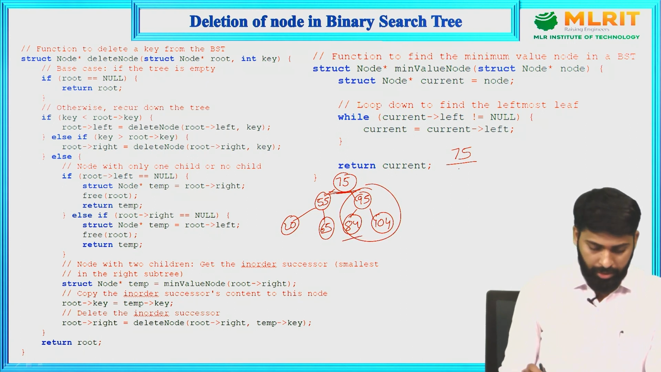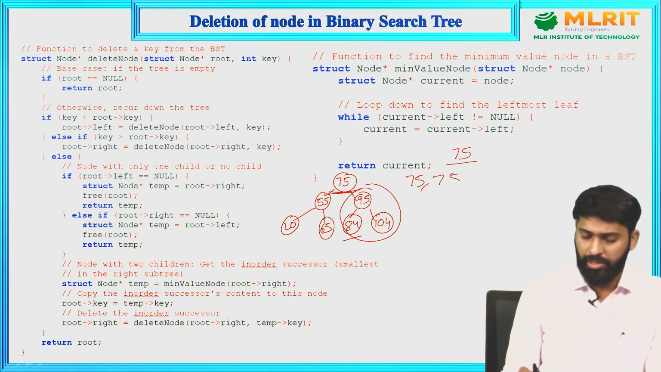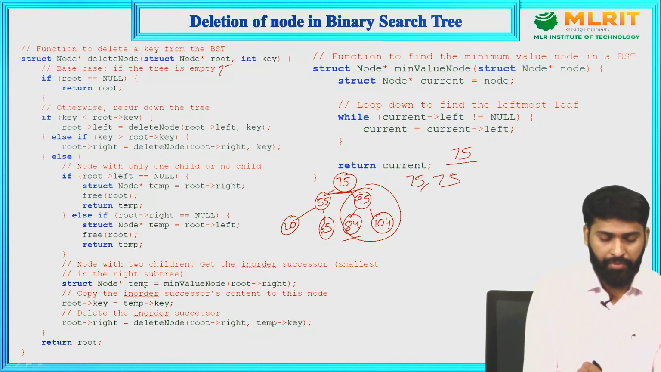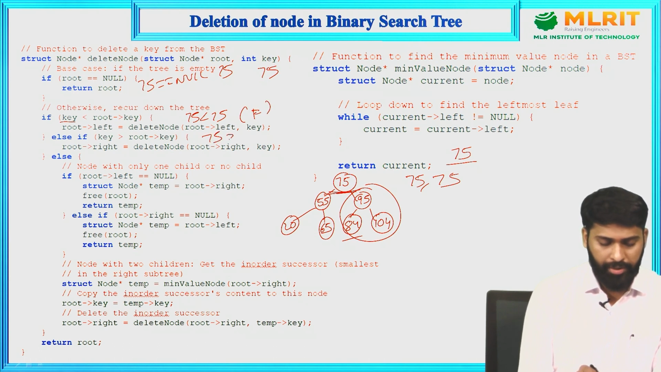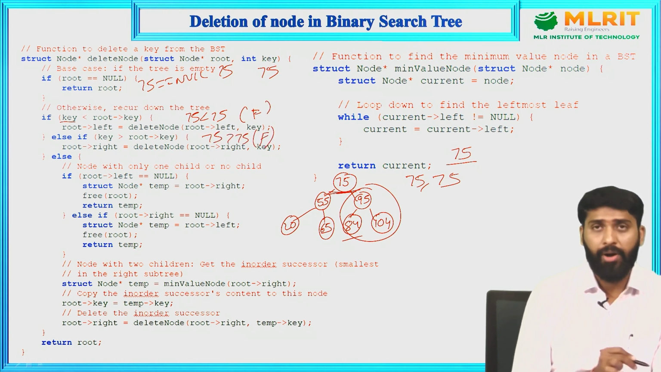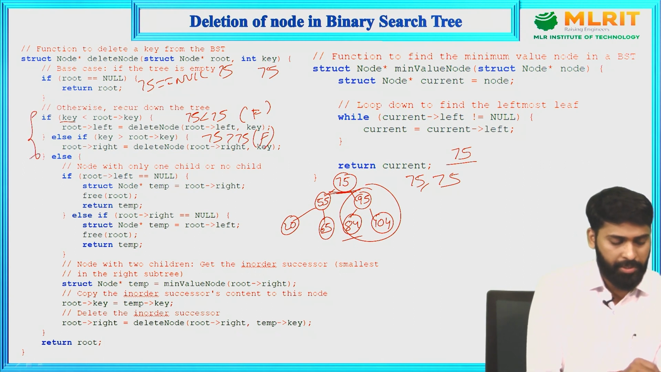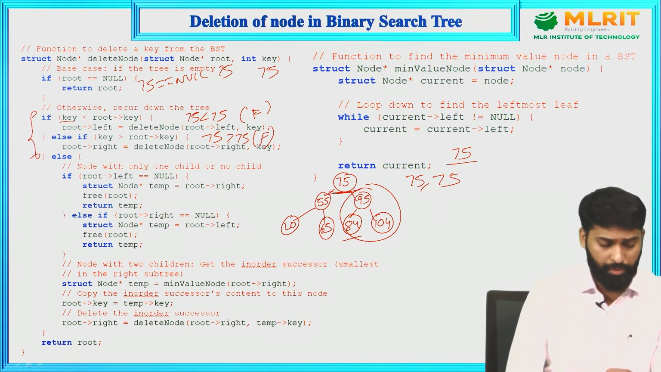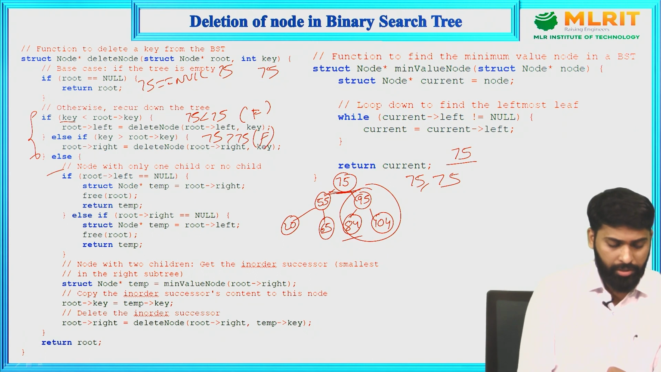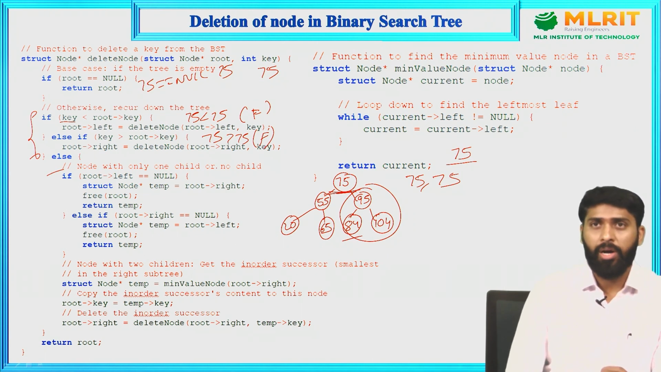Let us see. So what is the root here? 75. Key is also 75. Now root is 75, key is 75. So 75 equals to null, false. Move to here. 75 less than 75, false. 75 greater than 75, false. If these two statements are false, then element is found. So move to here. So this is the node with only one or no child.